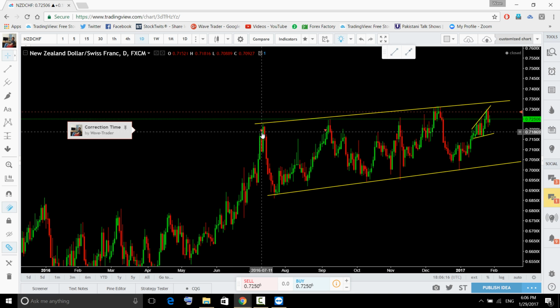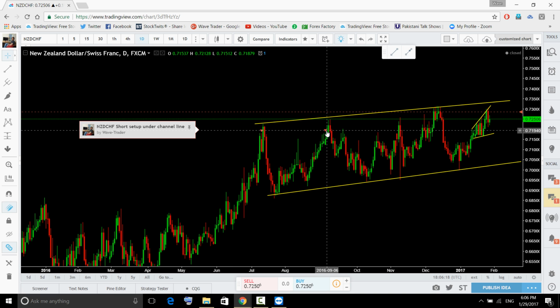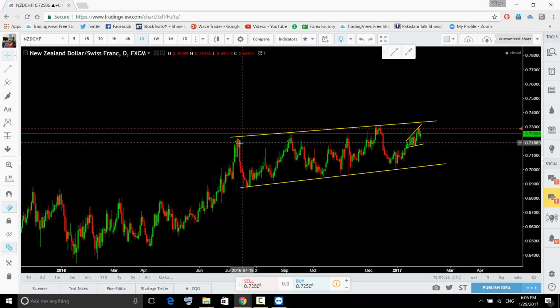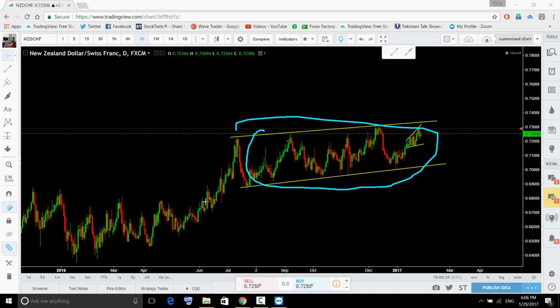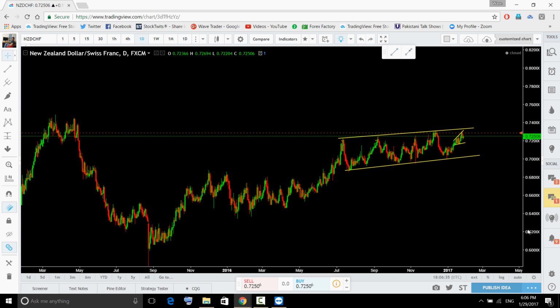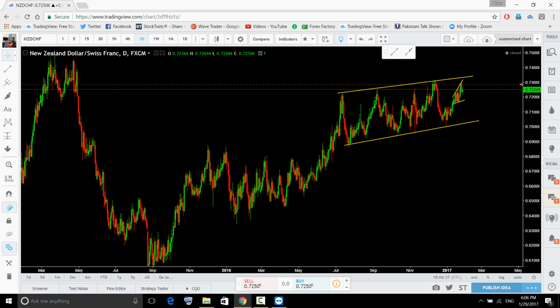Forming a new high, correction time. We are still in this correction time. Price is breaking out of the previous corrective uptrend. The previous correction was this.